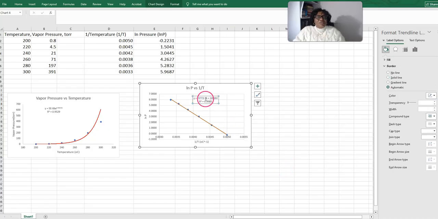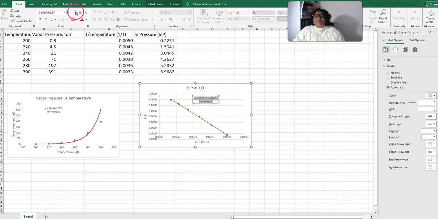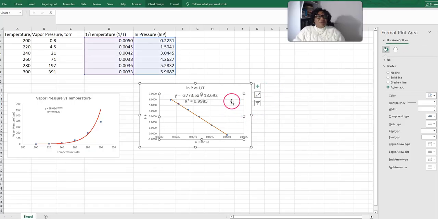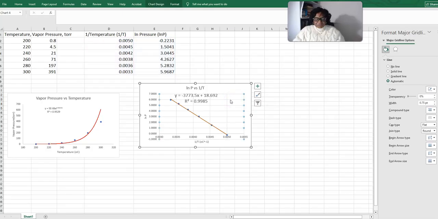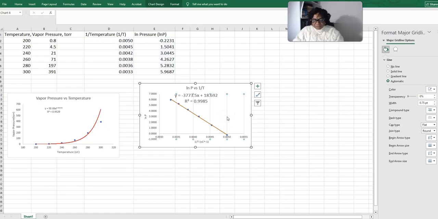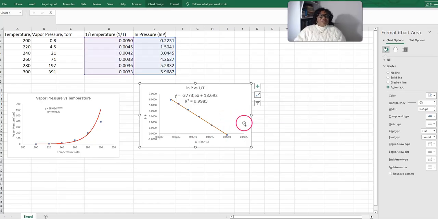What else can you do? You can change the font of this so that you see the equation of the line well. Go to home, change the font to maybe 16. Oh, that's too large. I normally like to fix it. Delete it. Click these lines and delete. So that is our graph.